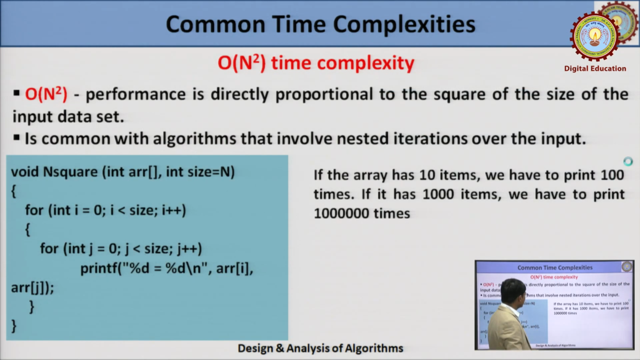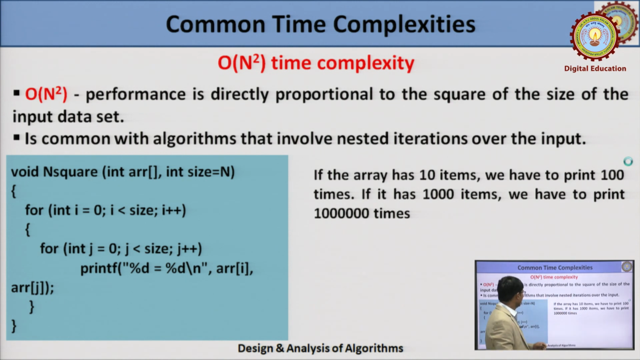Now, the next is your order of n square time complexity. This kind of time complexity is very common, where we are using what? Nested loops, loop within a loop. So, if you have an outer loop, we also have an inner loop which runs inside the first loop.